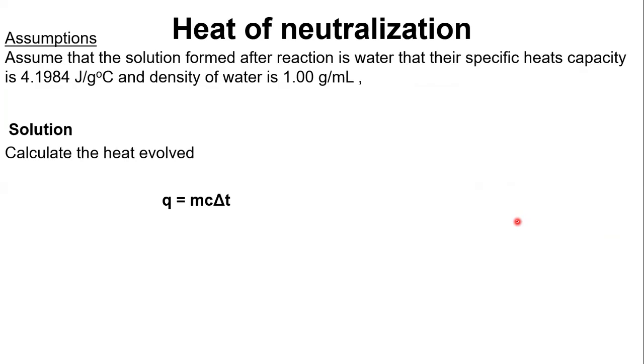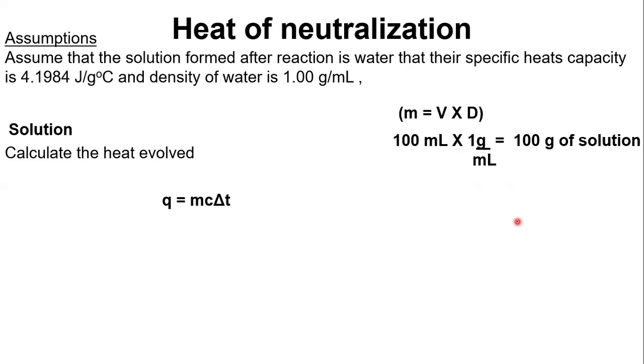Now they have given us the specific heat capacity, which is 4.1984 joules per gram per degree Celsius. The density of water is 1.00 gram per mil. Very simple. Now we are asked to calculate the heat of neutralization. So we first get our Q, and then if we need the enthalpy change, we'll divide the Q by the amount of substance to get our enthalpy change. It's a very simple calculation.